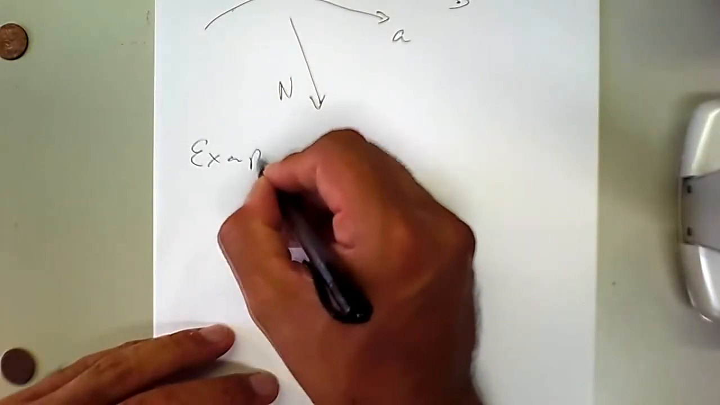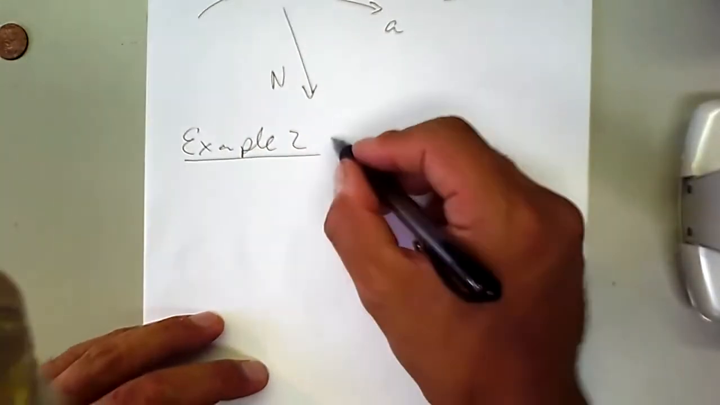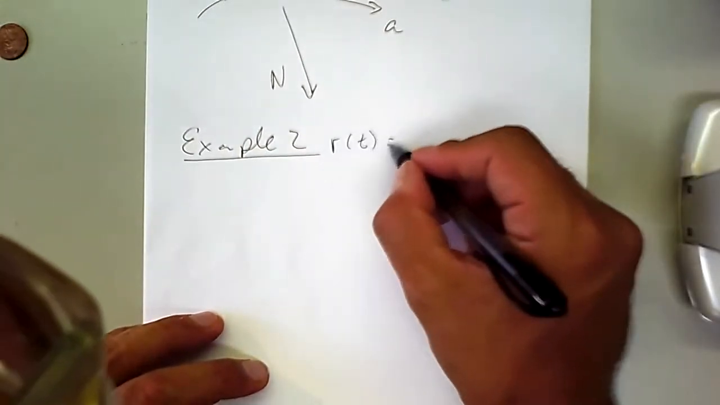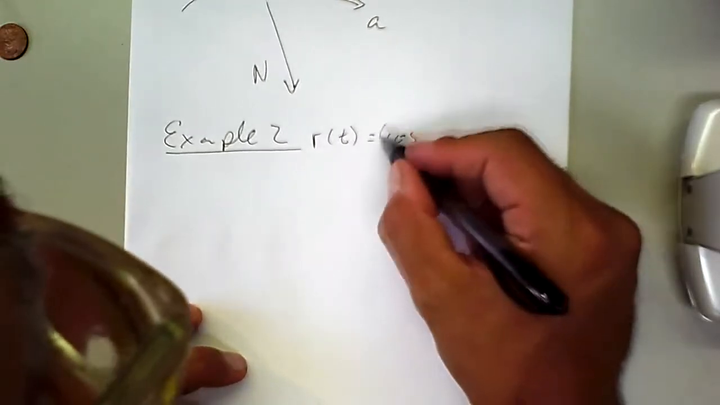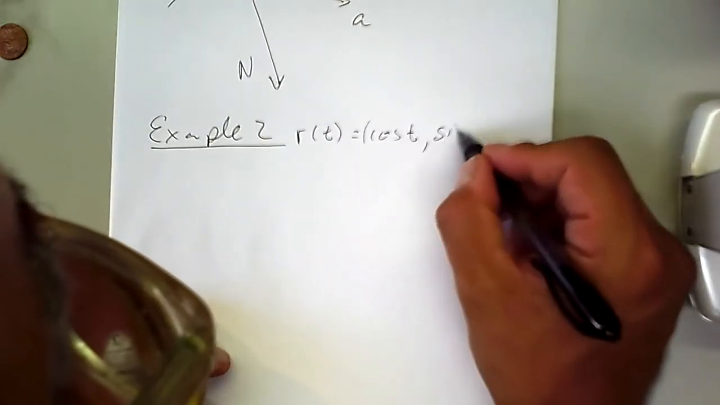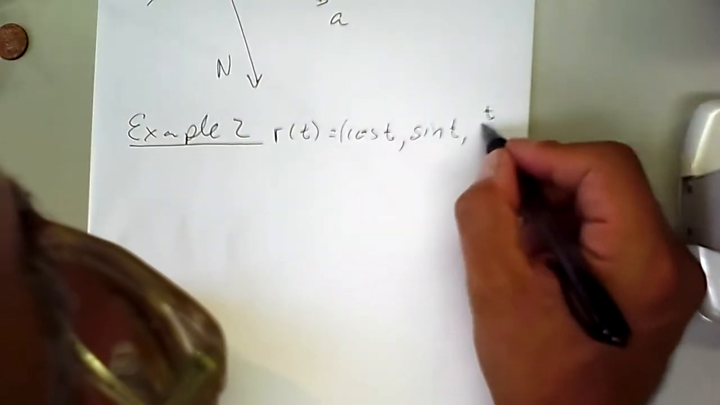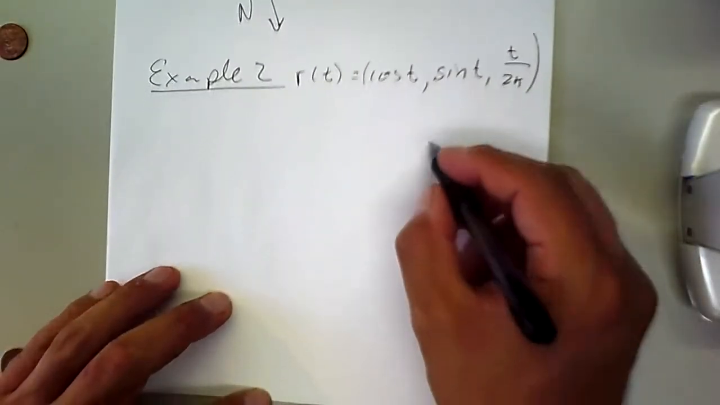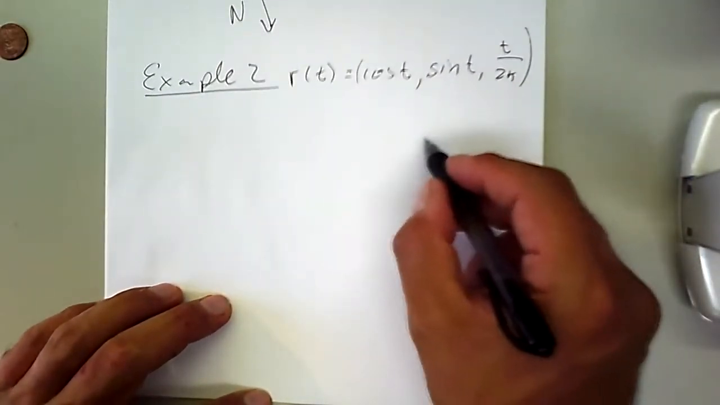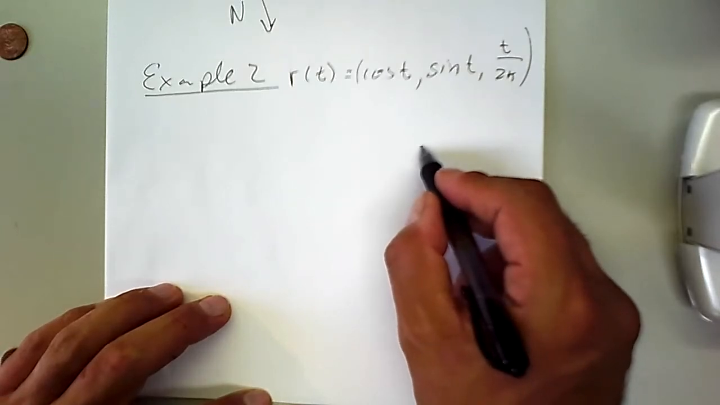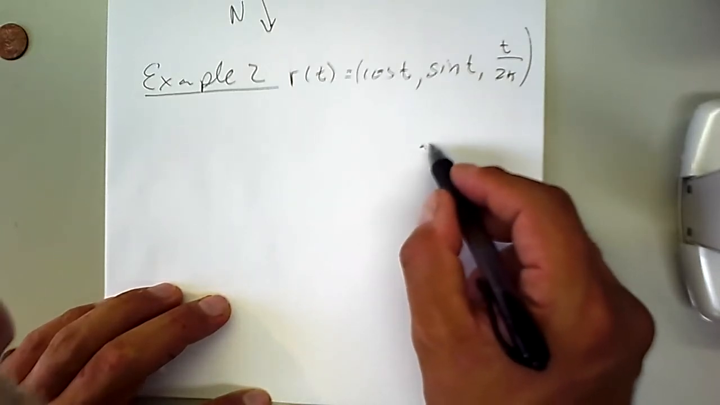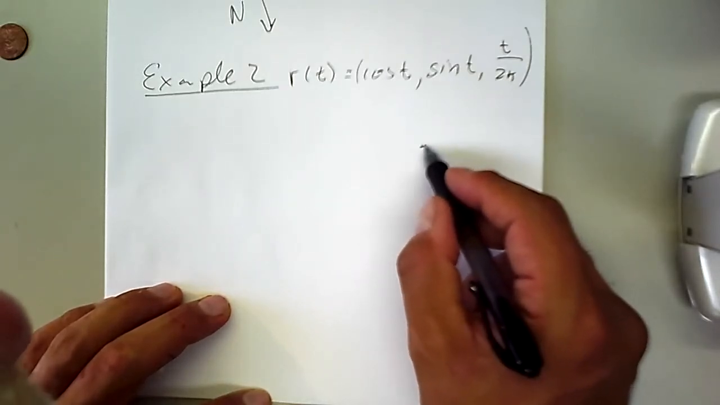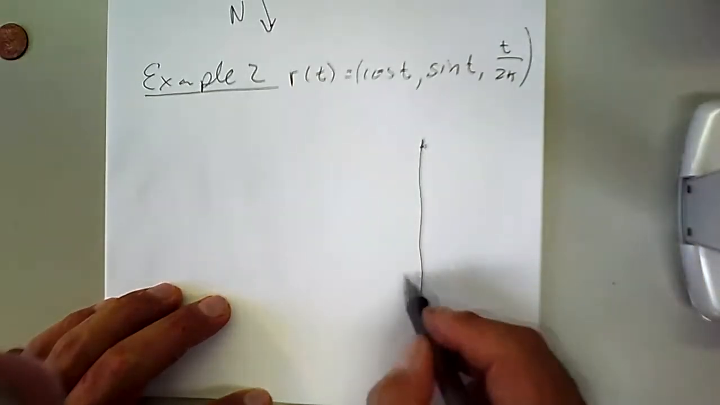So example 2. And I think you're guessing what kind of example we're going to use. Our friend cosine of t, sine of t, and t over 2 pi, which is a helix. This time we're going to do this in a different place. We're going to find the acceleration at a different point. So let's talk about this for a moment.